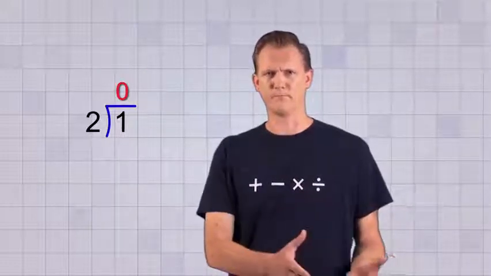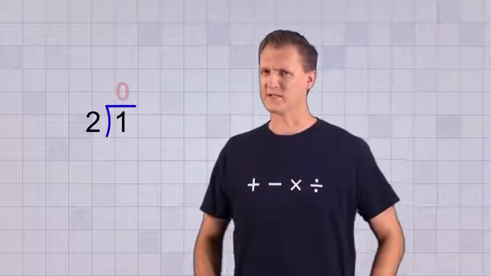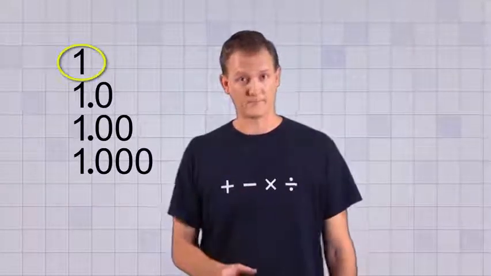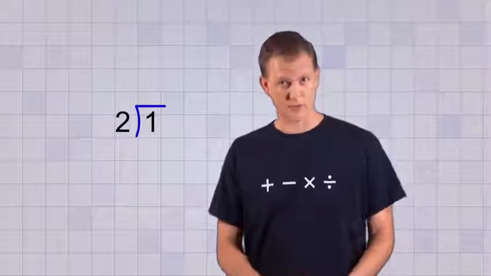Uh-oh, it won't divide any times. 2 is bigger than 1. Looks like we're going to need some help. And that's where the decimal point comes in. Now you remember that in the last section, we learned that 1 could be written as 1.0 or 1.00 or 1.000 and its value is still 1. Let's try doing that here and see what happens.